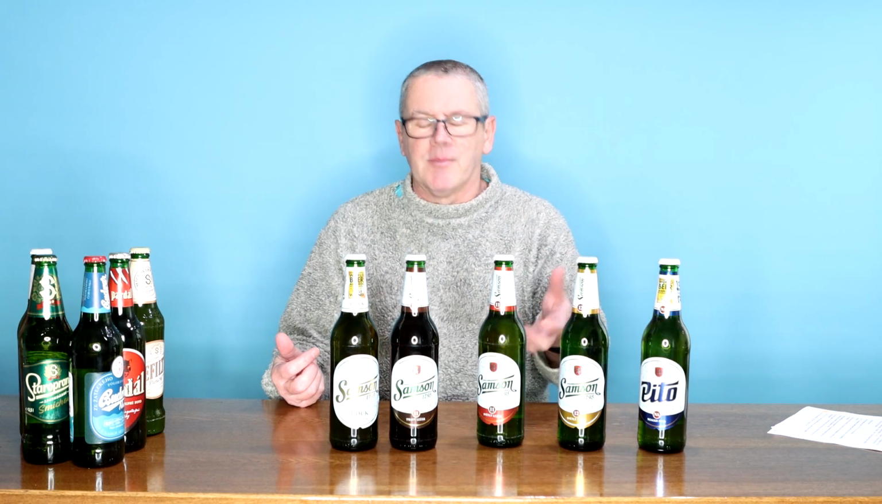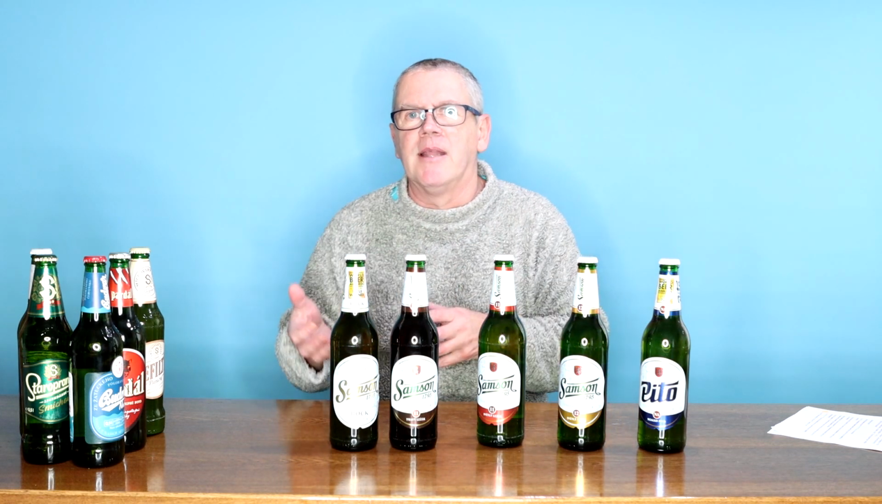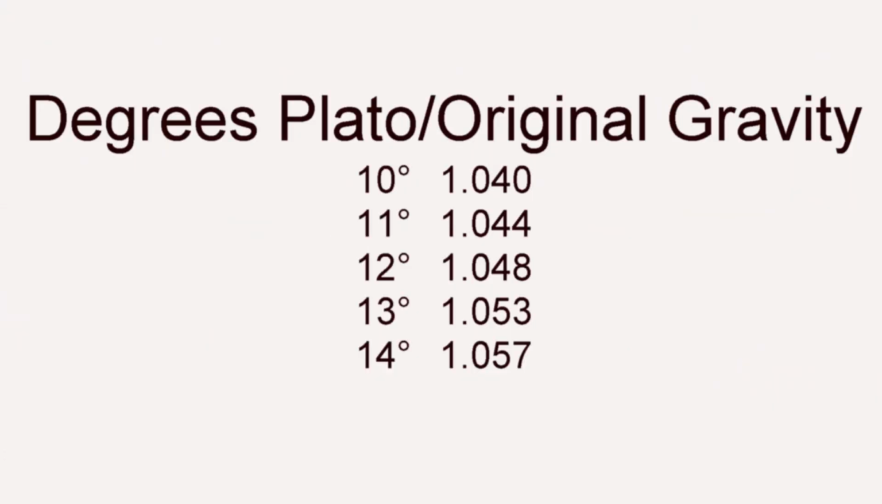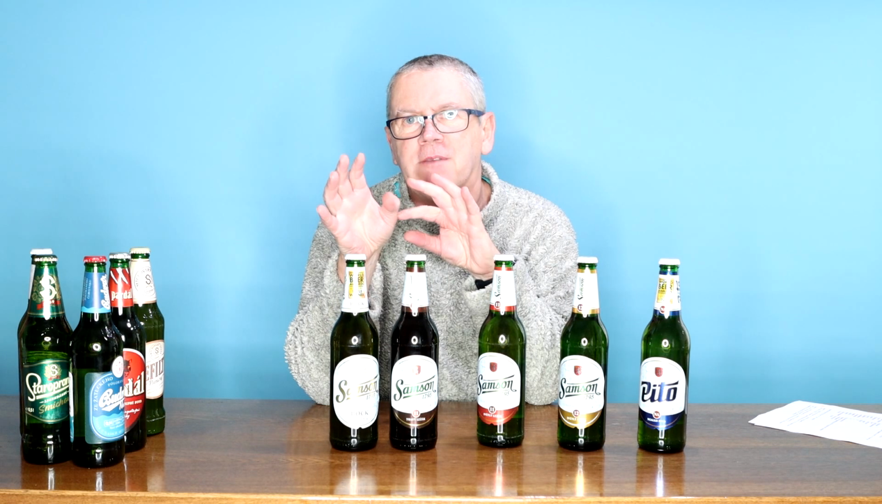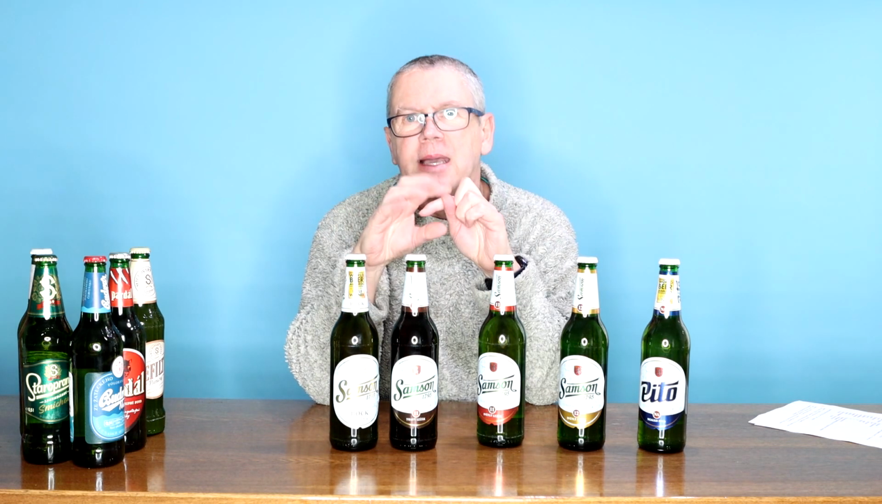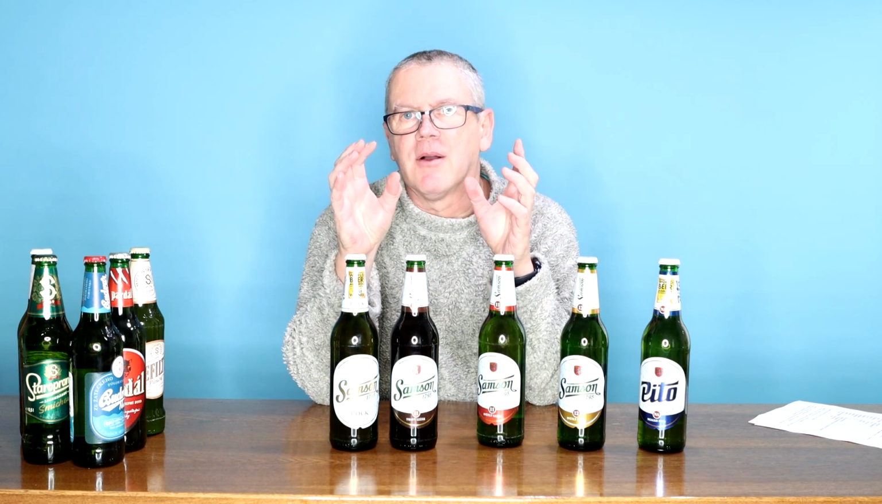Say Samson desítko, prosím, a Samson 10 beer. This is a list of the degrees Plato to the original gravity. So you can see 10 equals 1.040, 11 equals 1.044, 12 equals 1.048, and so on. This is our starting point. A 10 beer is about 3.8 to 4% alcohol. An 11 beer is sort of 4.5, and a 12 beer is about 5% alcohol.